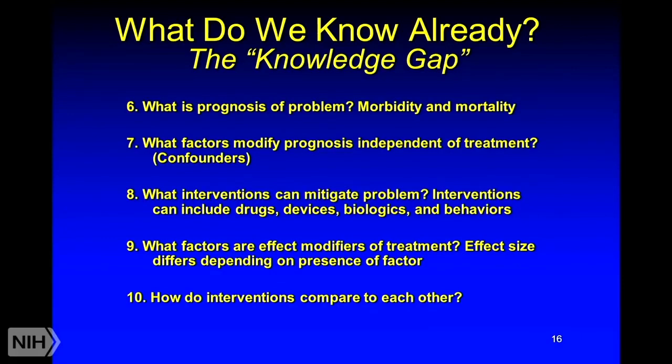And then finally, there are two more questions. When there are effective treatments already available, there are still questions to answer about how you use them properly, how they compare to each other, and do certain interventions work better in some people than others? So that's the issue of effect modification. For instance, we know that beta blockers do not work as well to control blood pressure in African Americans as they do in Caucasians.